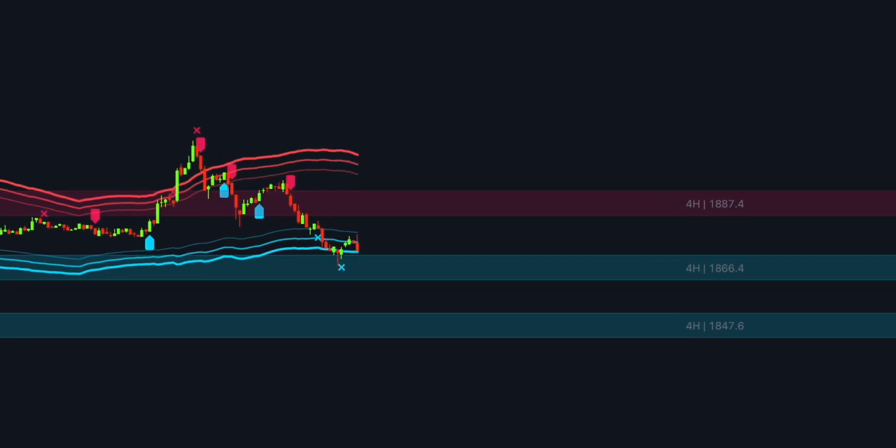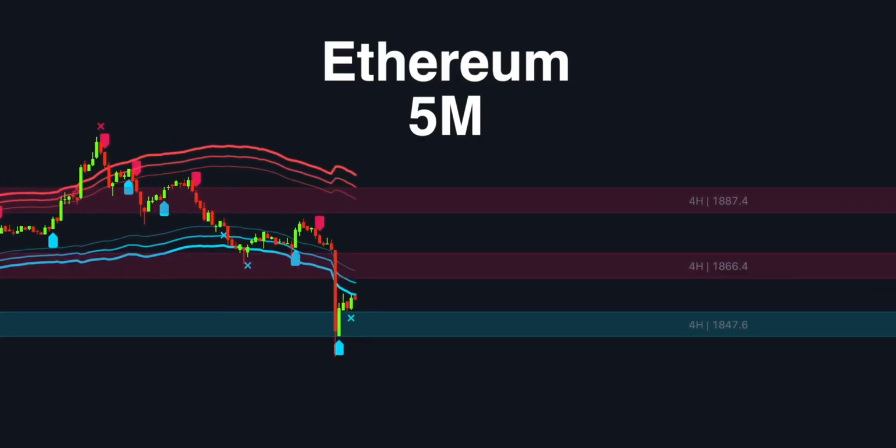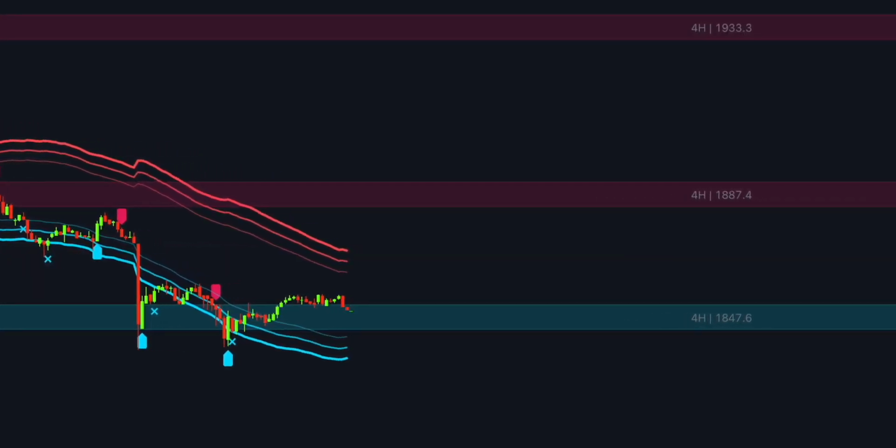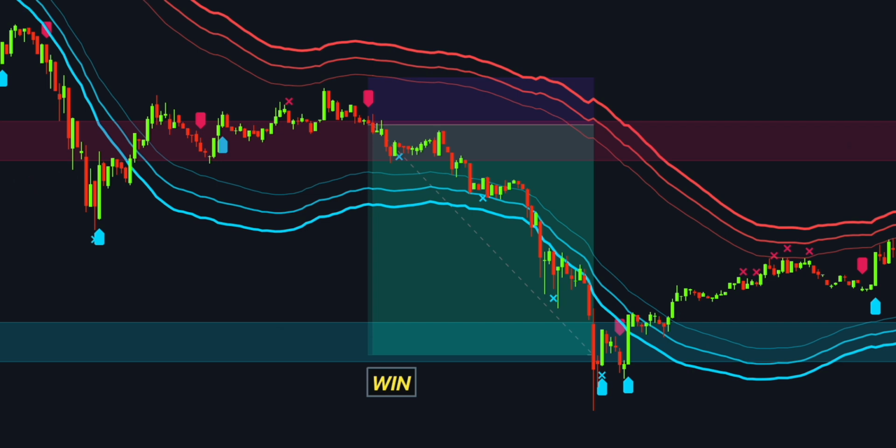This trading strategy gives 80% winning trades on the Ethereum price chart on the 5-minute time frame. This means that on average, 8 out of 10 trades are successful. Check out these recent signals.